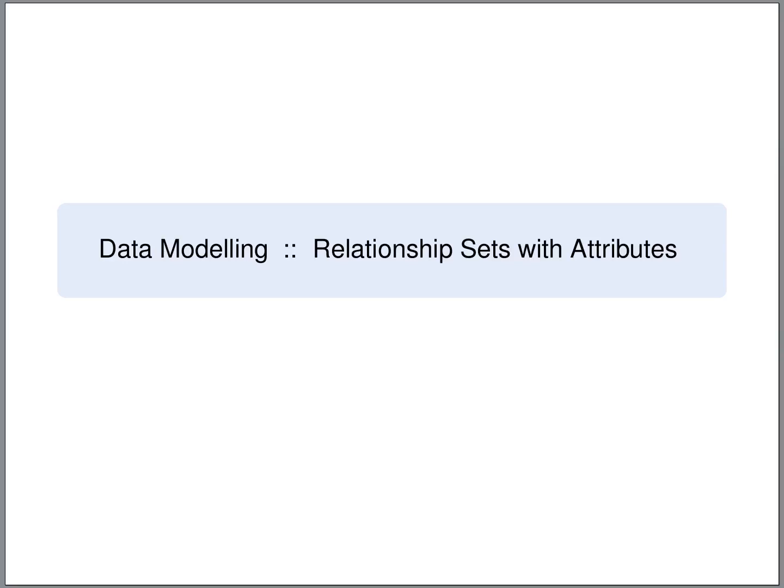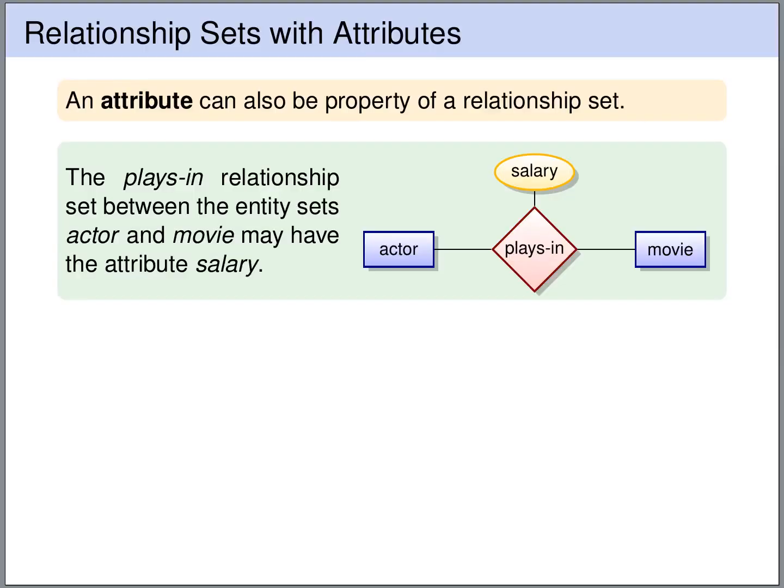We've already seen that attributes can be connected to entity sets, but also relationship sets can have attributes. For instance, the place in relationship set that we've seen before could be equipped with an attribute salary. So we can express that a certain actor has earned a certain salary for playing in a certain movie.